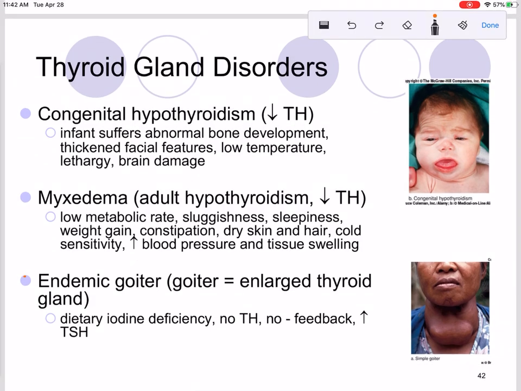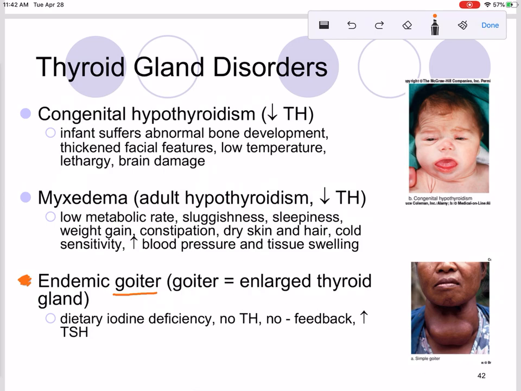You can read about some thyroid gland disorders. The only one that I want to point out would be a goiter. A goiter happens when there is an enlarged thyroid gland. We don't tend to see it in the United States very often.